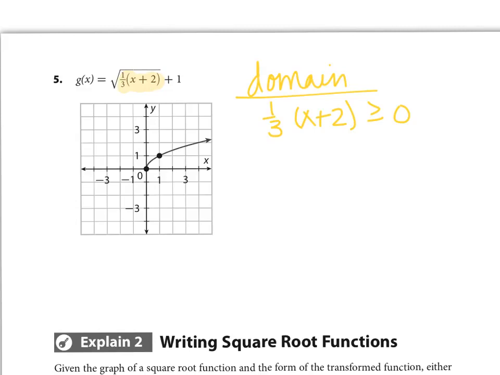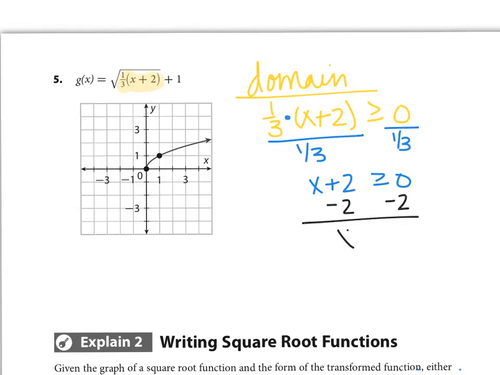So remember that on this left side, I'm multiplying by 1/3. So if I want to get rid of a 1/3 that's multiplied, I can divide both sides by 1/3. And 0 divided by 1/3 is 0. So I end up with x plus 2 is greater than or equal to 0. And I actually don't even need those parentheses anymore. And then I can solve. So that's easy to solve because I'm subtracting 2 from both sides. And for my domain, I end up with x has to be greater than or equal to -2.